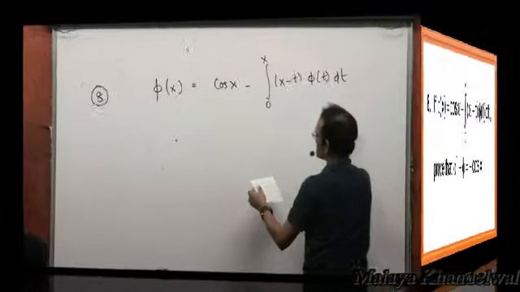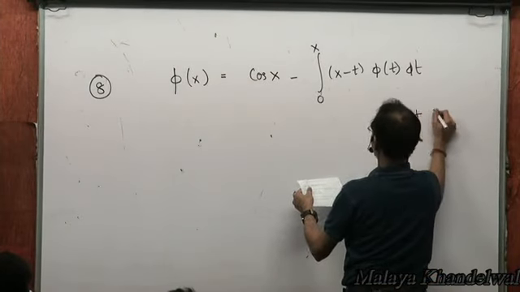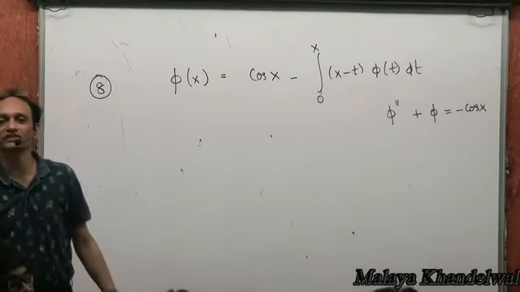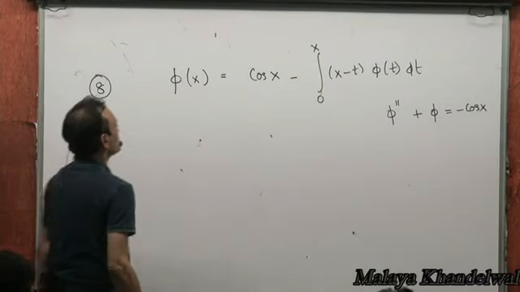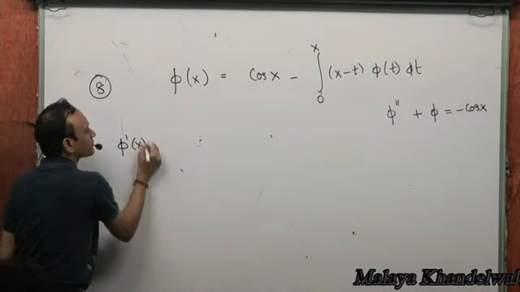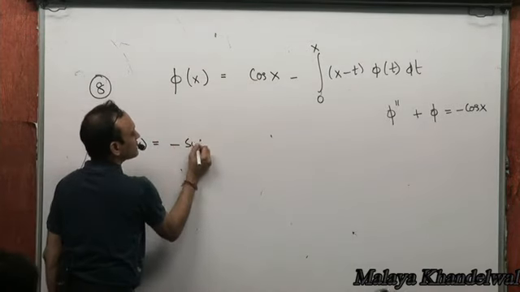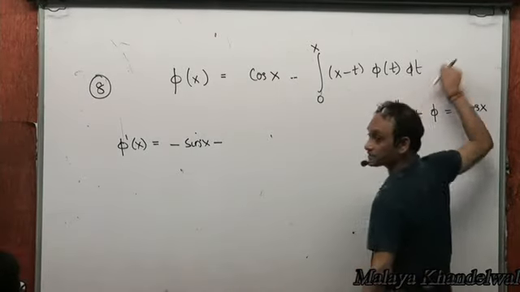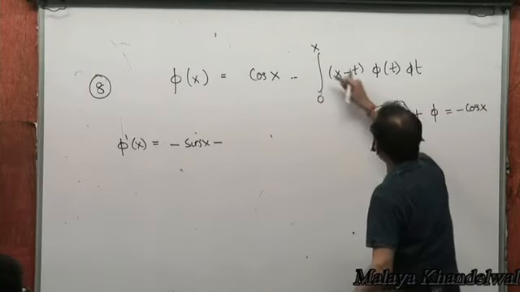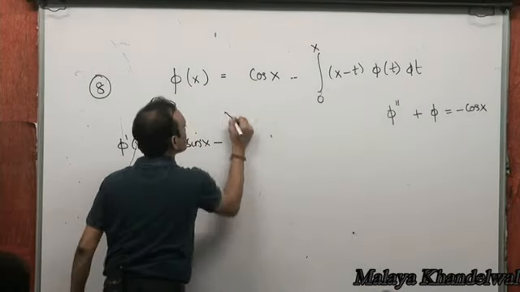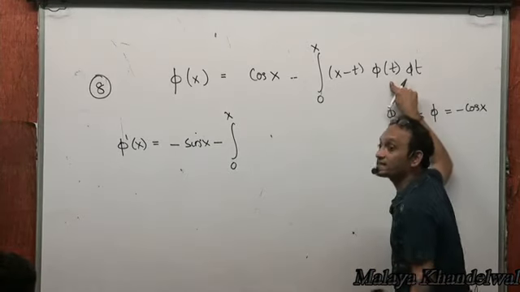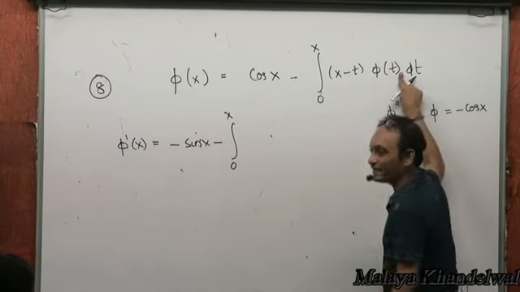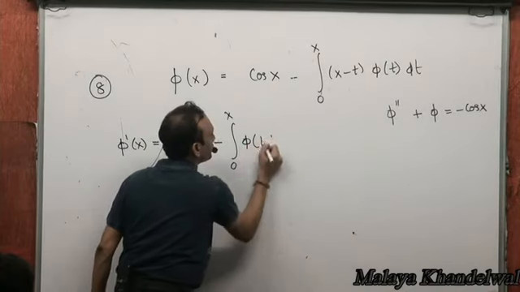We want to show, if this is phi x, that phi double dashed plus phi is minus cos x. Sorry for that misprint. So phi dashed is going to be minus sine x minus, now I want to differentiate this with respect to x. There will be three parts to this. In the first part, the integral from 0 to x, I differentiate with respect to x as if t is constant, so this will simply give me phi t dt.